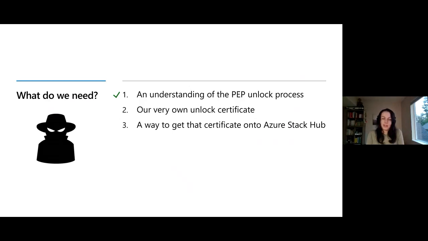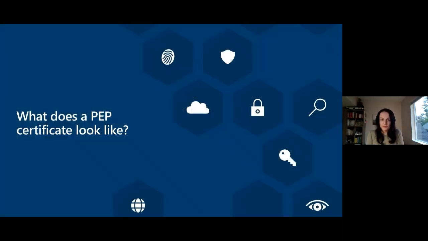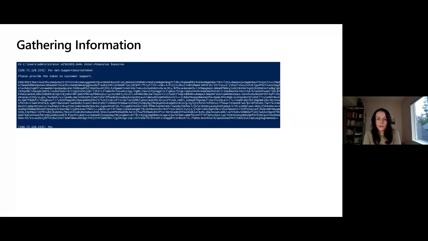Okay, so how do we do that? How do we accomplish the second and third steps? Well, first, we need to gather some information so we know exactly which certificate we want to create and how. Now, if we take a closer look at that response token generated in the locked PEP session, there's something that immediately stands out to me. And it's these 5 characters right here.